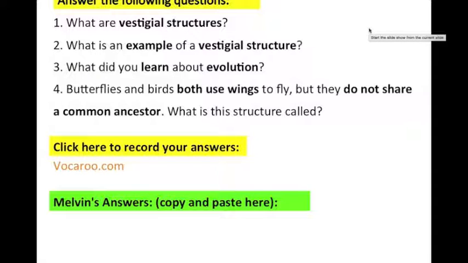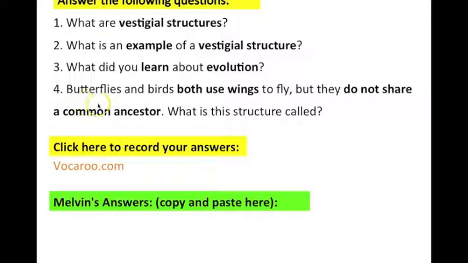Okay, so now that we have reviewed evolution, we are going to answer the following questions. Number one, what are vestigial structures? How would you describe vestigial structures? Number two, what is an example of a vestigial structure? Number three, what did you learn about evolution?